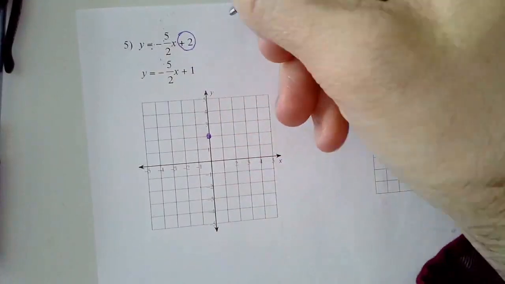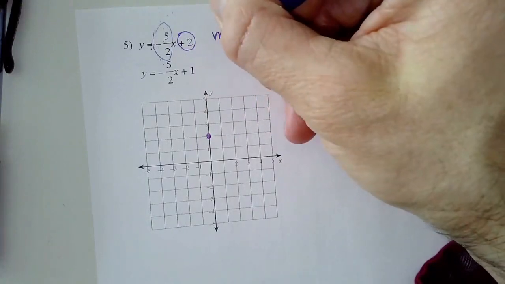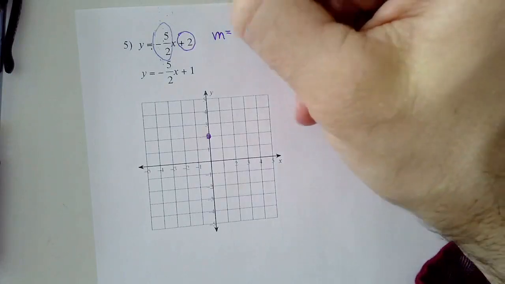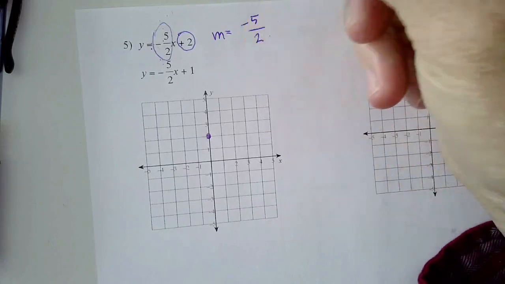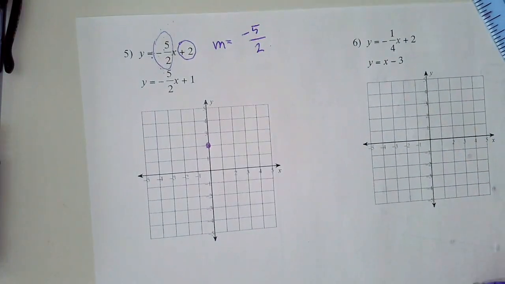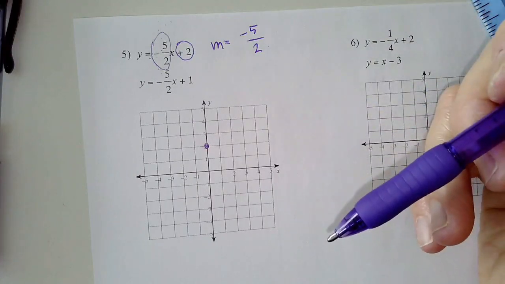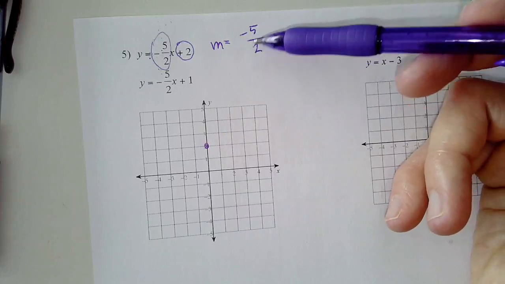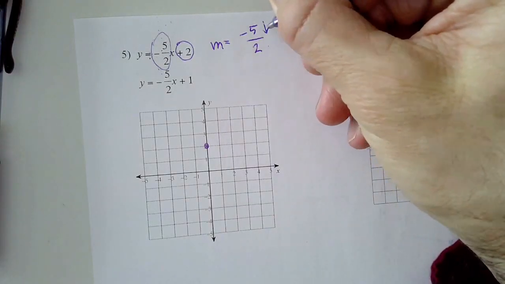Then I want to trace my slope, which is -5/2. Now, you can take the negative and put it with the 5, or you can put it with the 2, but you can't put it with both, because then that means it's positive. Negative over a negative is a positive. So either put it with the 5 or the 2, not both. So in this case, I'm going to go down 5 and right 2.